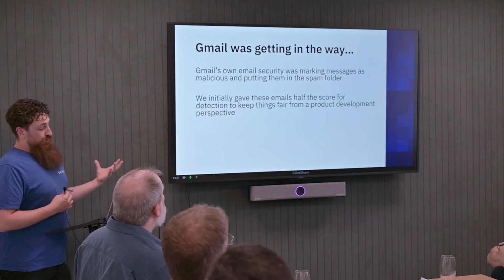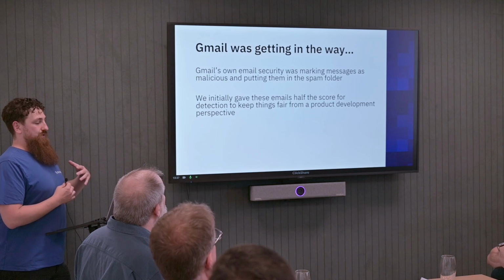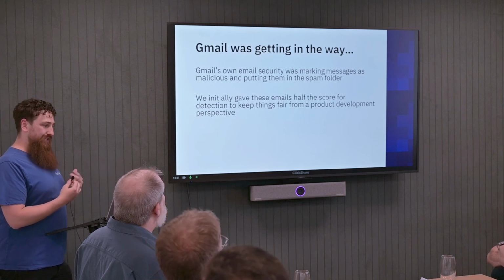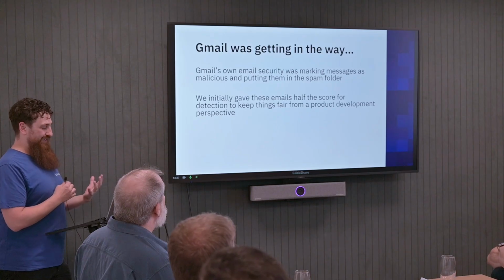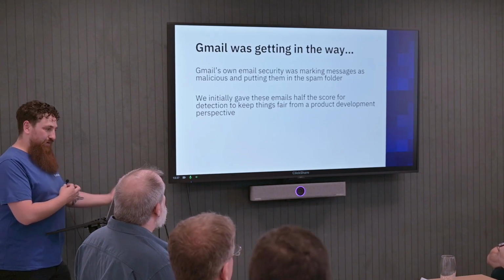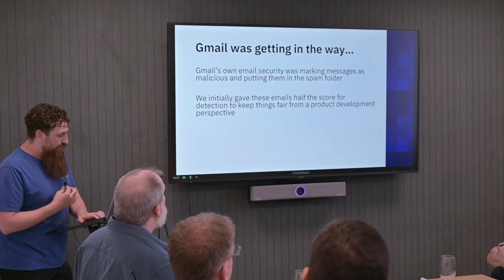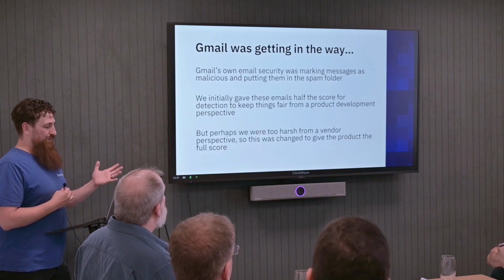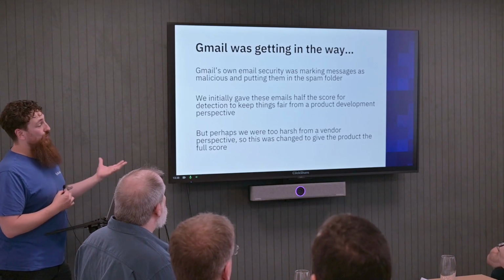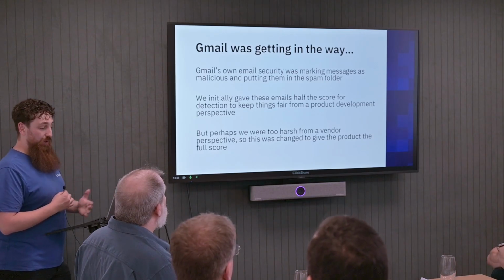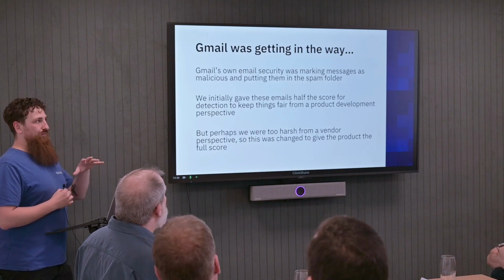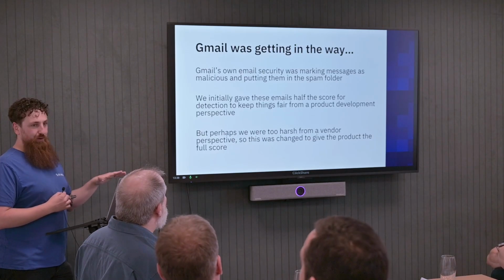What we initially did was give these particular samples half scores, because we felt it was a bit unfair to completely penalise a product because they didn't have a chance to look at it. But in future, I think we were a bit too harsh. So in this initial run, it was changed to give the product a full score, but in the final test, the samples that got picked up by Gmail would just be taken away from the corpus.